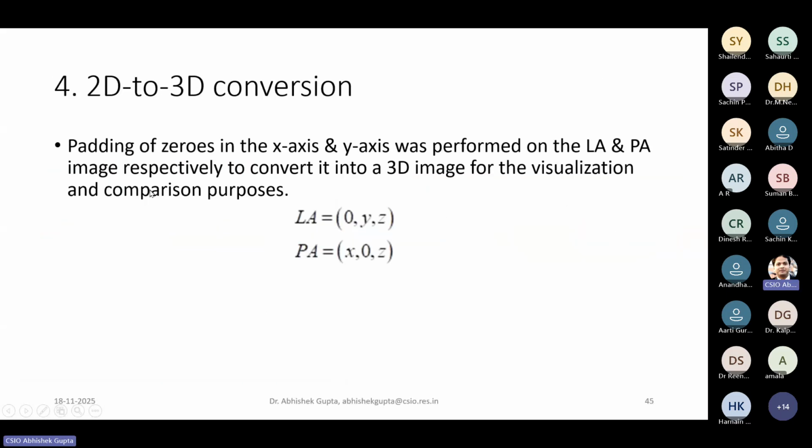Then 2D to 3D conversion. This is just to equate the number of dimensions, because the lateral image, or side image, has two axes, y and z. If we are comparing with 3D, we have to create a 3D variable, so we have taken 0. Similarly, PA, posterior anterior, has two dimensions, x and z, and we have to equate it, so we have included the second dimension as 0. So we have created both the 2D images into 3D for comparison purposes. That is a software or implementation requirement. For understanding, you can see it like this, but actually this step is not required conceptually.